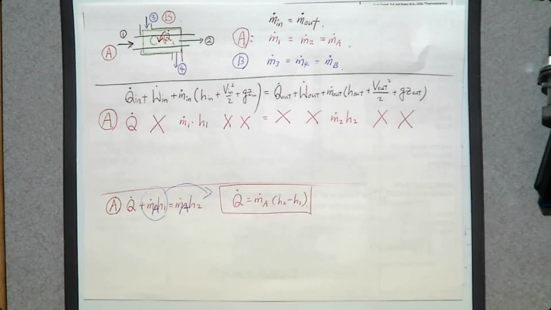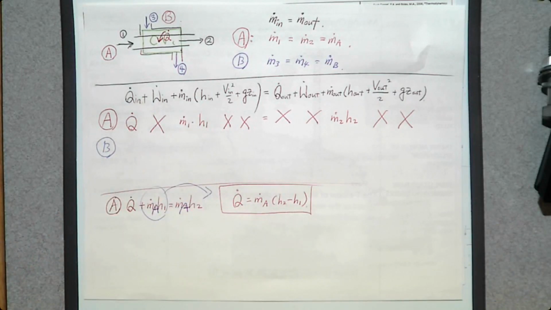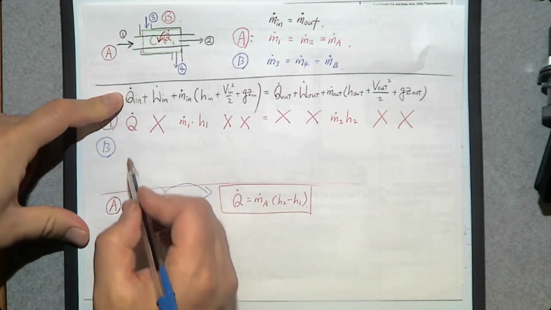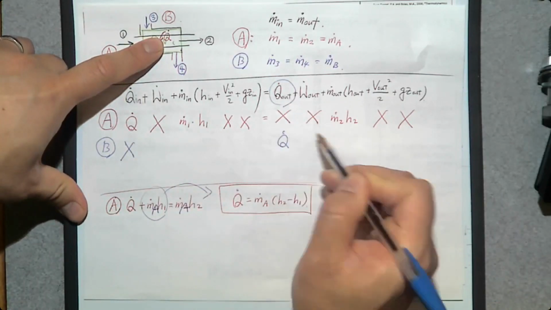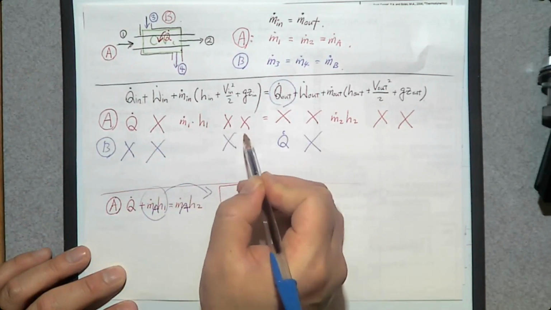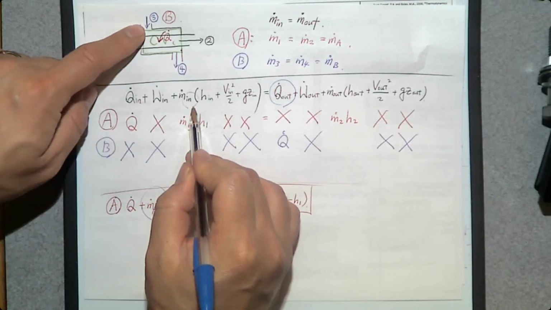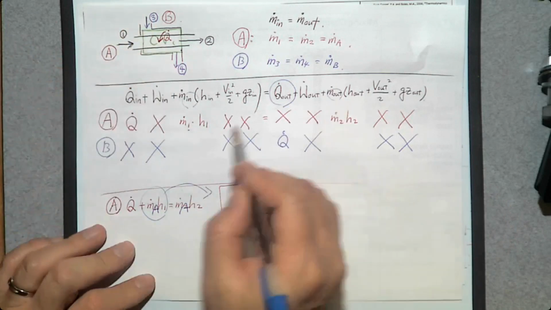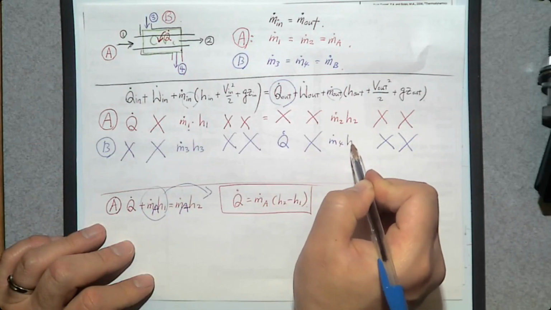Now, let's talk about fluid B. Fluid B is losing heat to fluid A. So is there incoming heat transfer? No. There's outgoing heat transfer for this amount, Q dot. Is there energy transfer by work? No. Is there kinetic energy change, potential energy change? You can neglect them. Inlet is number 3. Exit is number 4. M dot number 3, h3. M dot number 4, h4.